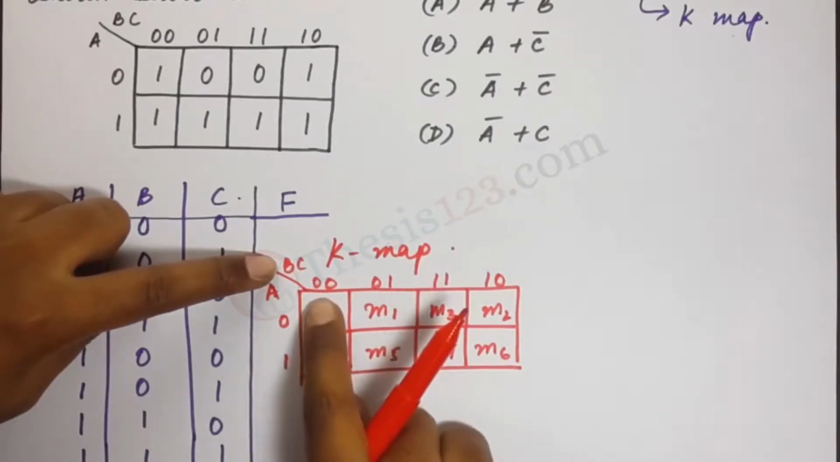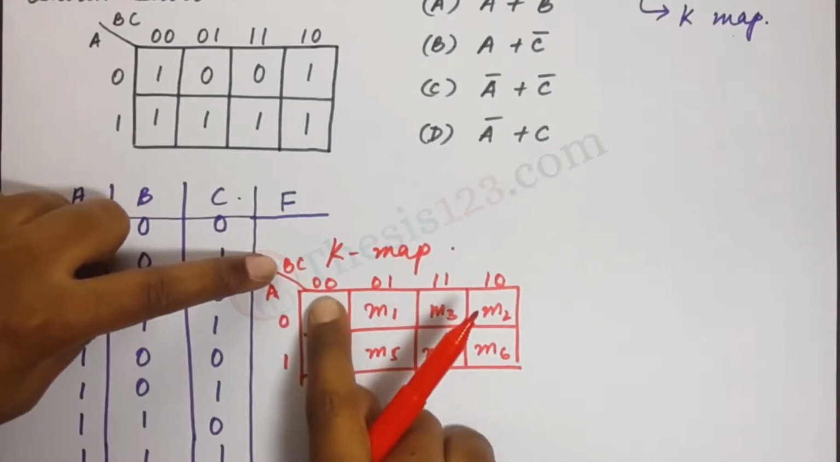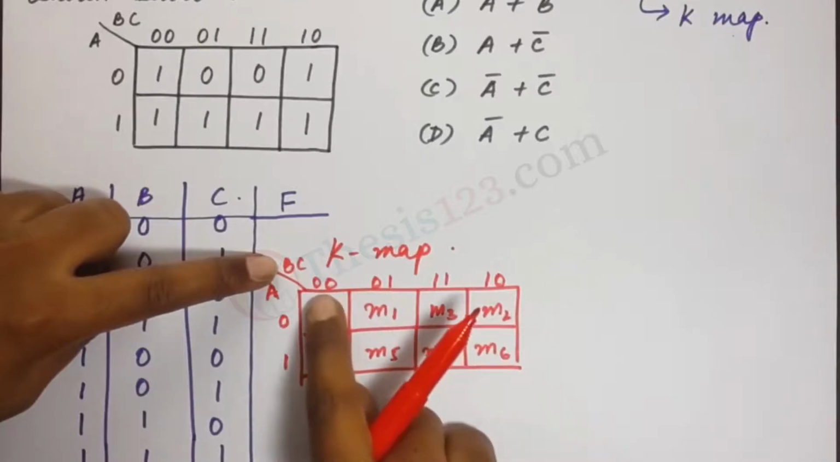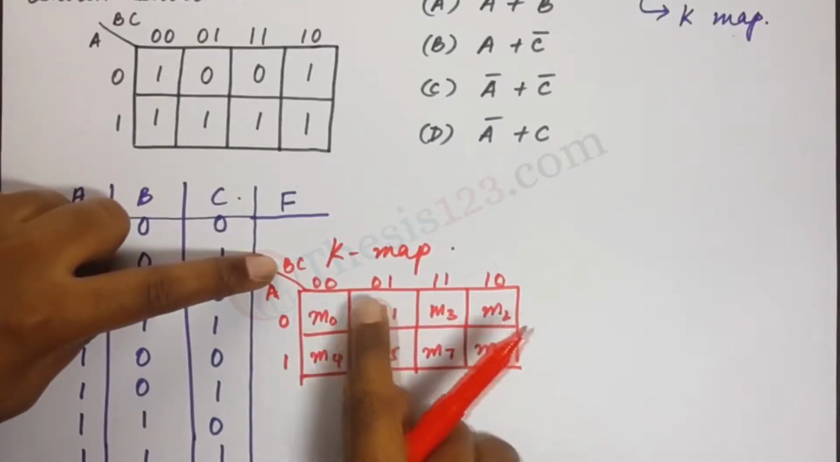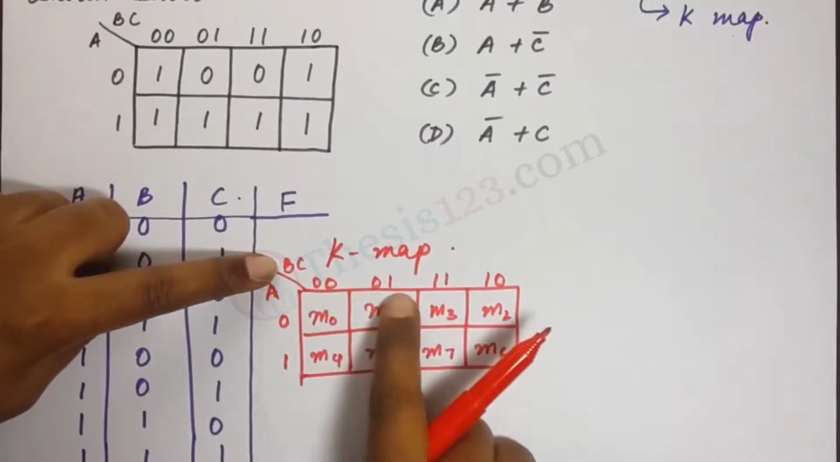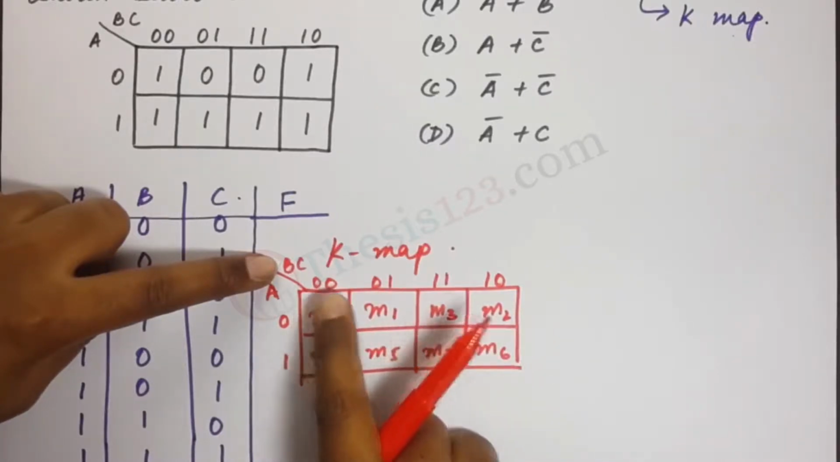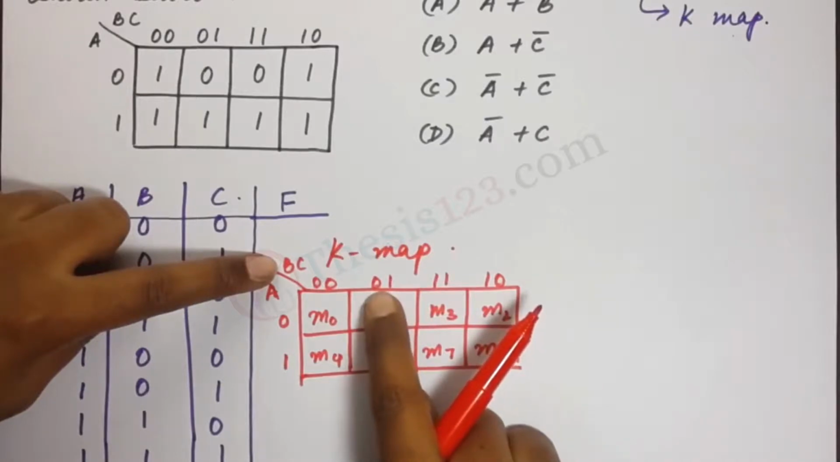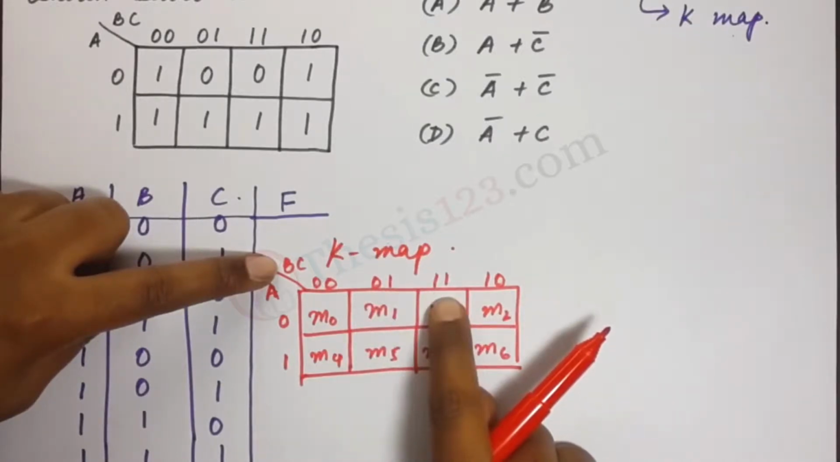For example, let's take a look at this. Here the value of BC is 0, 0. In this case the value is 0, 1. So from 0, 0 to 0, 1 there is just a change of C. C changes from 0 to 1 while B remains 0. Now B cannot change as well. There should be just one change. Similarly here, BC is 0, 1 and then BC is 1, 1.